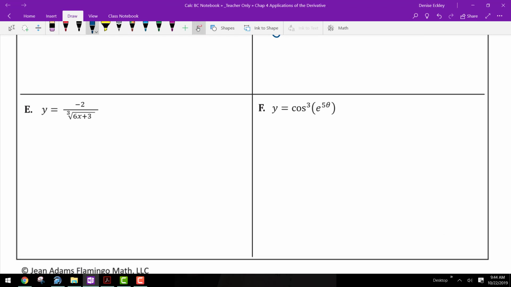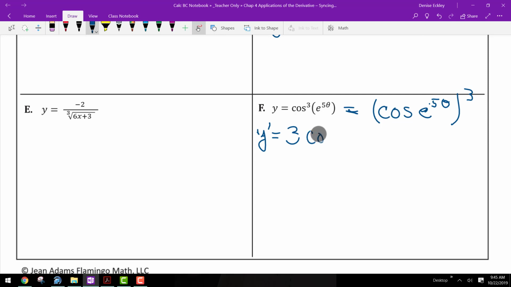So with the cosine one, you want to think of this as cosine of e to the 5 theta, and that's all raised to the 3rd power. So we got a lot going on here. We got 2 inside functions here. So y prime, we're going to start by doing the power rule. So we're going to bring that 3 down. We're going to lower the power of the cosine by 1. We're going to keep the inside part.